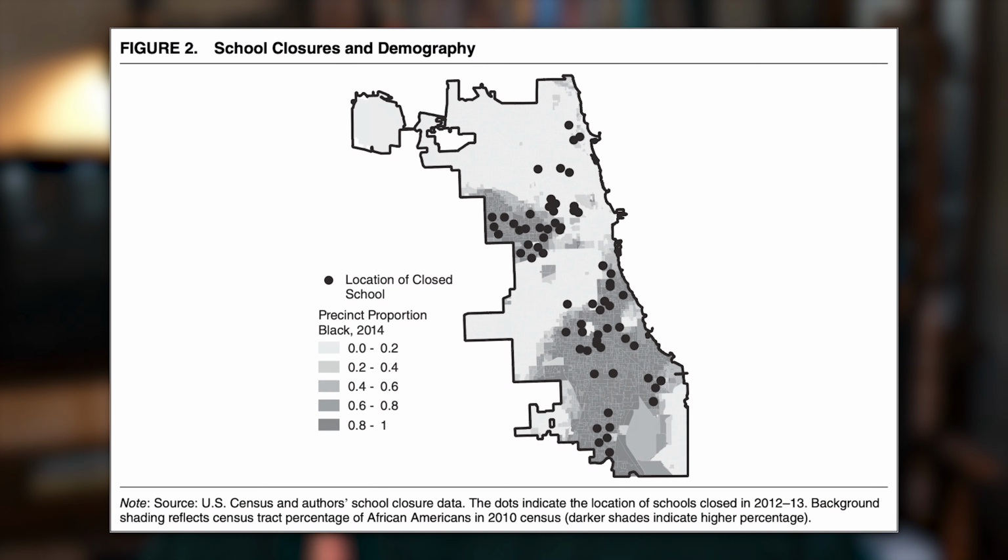Let's break down the tables and figures of our sample paper. Figure 2 shows a map shading Black population and dotting closure sites. Treat maps like storyboards. Darker shades equal higher concentration. I love a good map. You see a good map in a paper, it's probably a good paper.